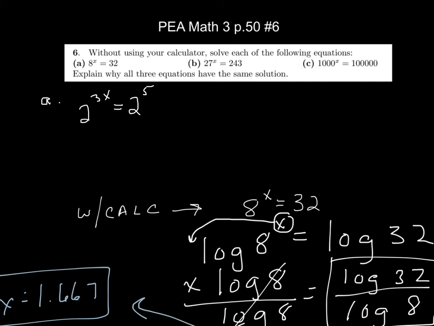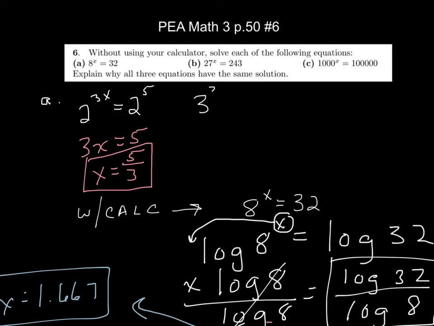Now this method is only going to work if my bases are the same. If my bases are different, you're going to have to use a calculator. Okay. Now once you have that, the bases are both 2, so we could just do 3x equals 5, x equals 5/3, which is what we had with the calculator in decimal form. And then b, we could do the same thing. What power do we have there? 3. So that's 3 to the third times x equals, and then 243 is 3 to the fifth power.